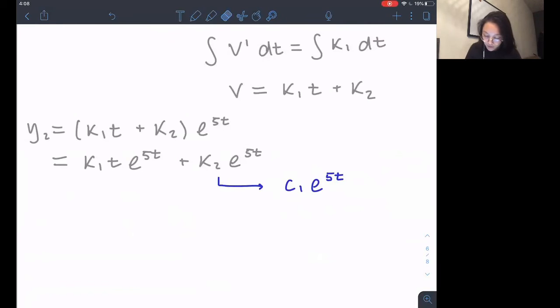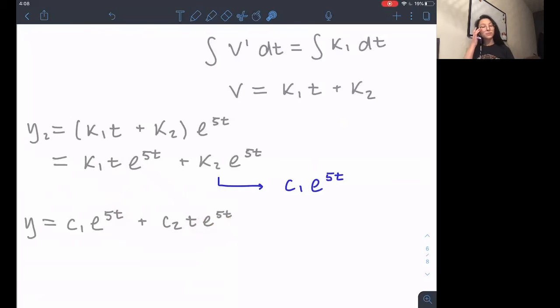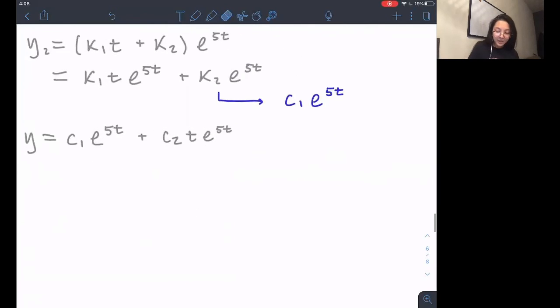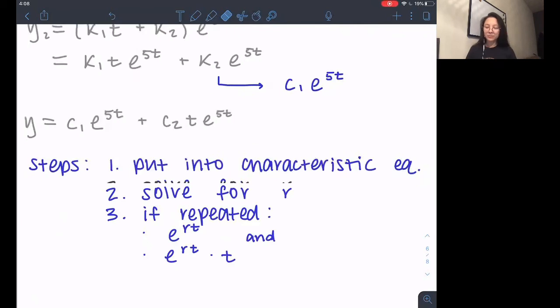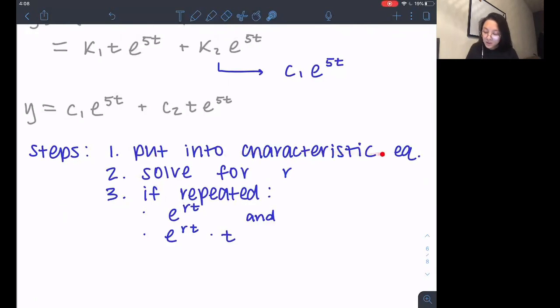This was the second part that we were missing. So our final solution is going to be this: C1 e to the 5t plus C2t, this is where the t came from, e to the 5t. And do you have to do reduction of order every time? No. I wrote it out in steps just to make it a little bit easier, and it is as easy as this looks. So first thing you do is put it into the characteristic equation. You're going to solve for r, and if r is being repeated, you put the first r into the e to the rt, and then write it again with the c1, and then this one's c2, and then you're just multiplying by t, and then that's your solution.